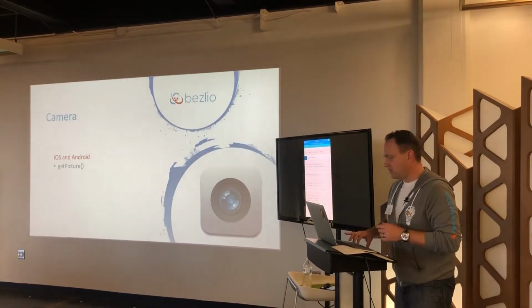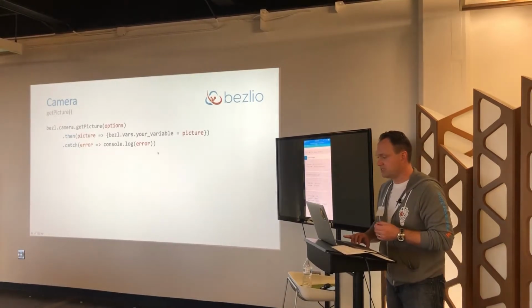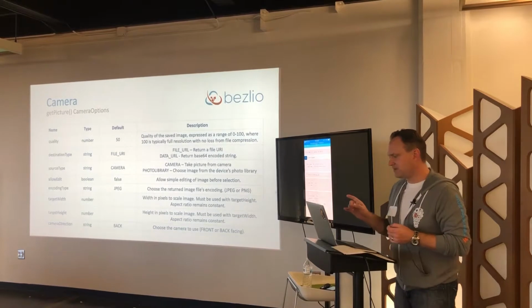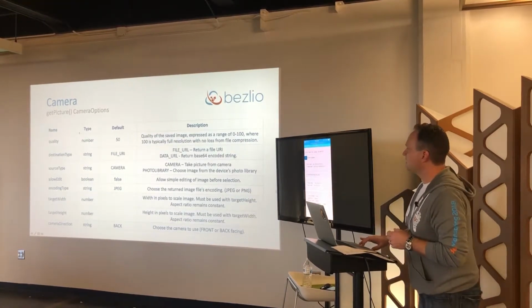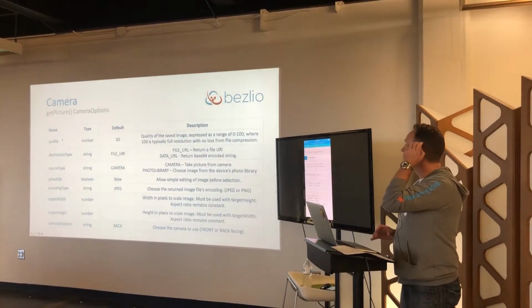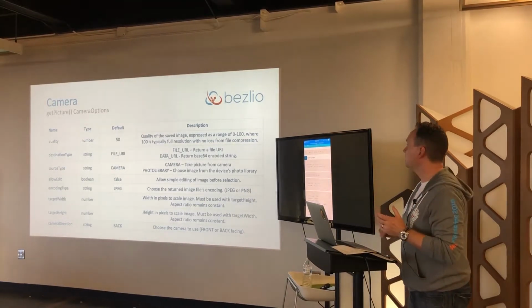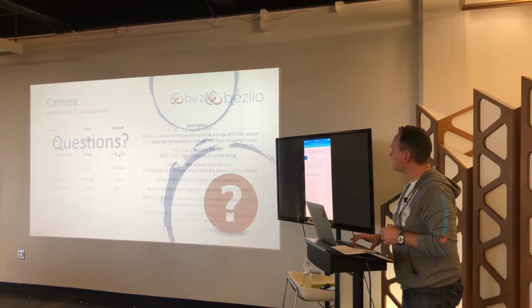This is not too difficult, same as the other ones. You call camera.getPicture, and you do something with the result. Now, this one does have a lot of options. I don't want to spend too much time on it, but you can tweak this one quite a bit. The quality goes from 0 to 100. The default is 50, depending on the resolution or the quality of the resulting image. The second one might be the one that's of the most interest.